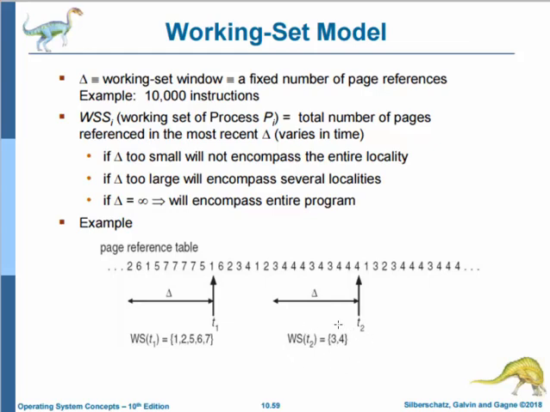So the accuracy of the working set depends on the selection of the delta. If the delta is too small, as I have said here, it will not encompass the entire locality. But if it is too large, it will encompass several localities. But if it is infinity, it will encompass the entire program.